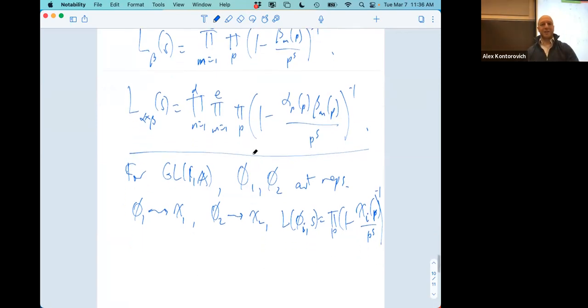And so here D and E are both 1. In the case that D and E are both 1, we want to make an Euler product, which is just the product of the Dirichlet characters. This is saying something actually trivial. The product of Dirichlet characters is a Dirichlet character.